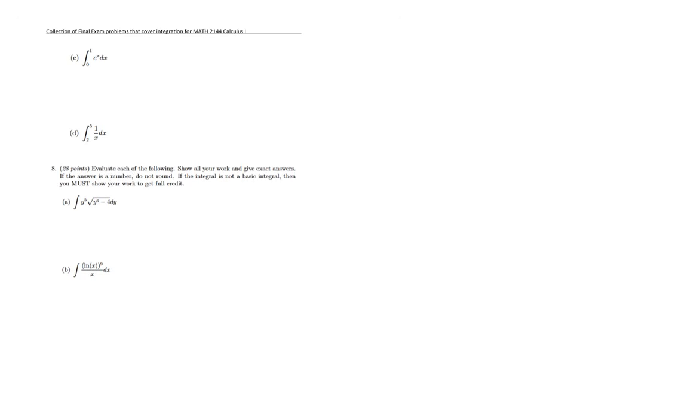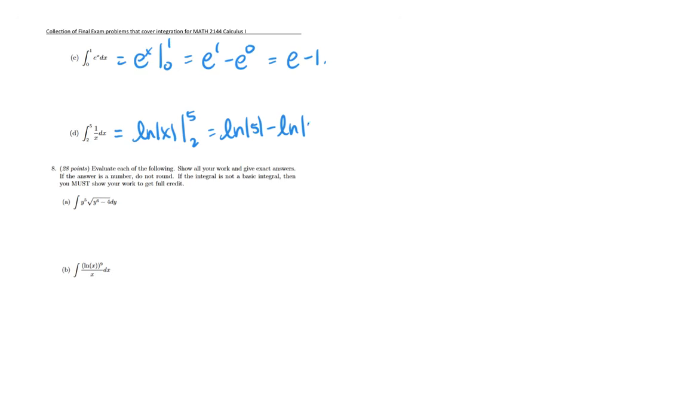For the next one, I want to do an antiderivative of e to the x, which will just be e to the x. I evaluate from 0 to 1, so it'll be e to the 1 minus e to the 0. So this will be e minus 1. For the next one, I know that an antiderivative of 1 over x is natural log of absolute value of x. I want to evaluate that from 2 to 5. So I'll have natural log absolute value of 5 minus natural log absolute value of 2.